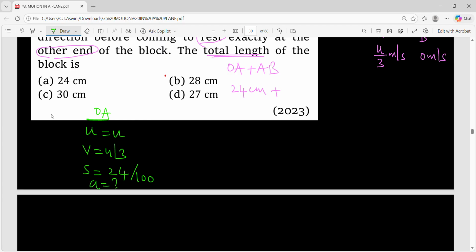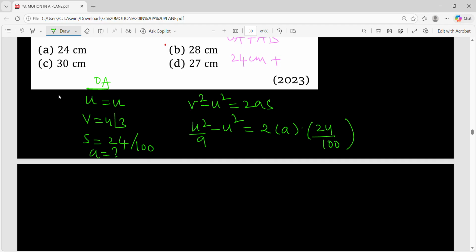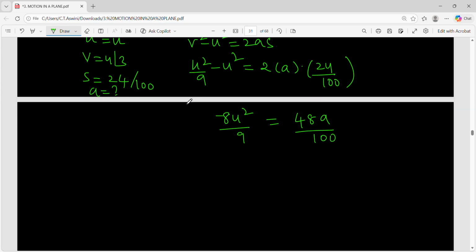What is the acceleration here? We don't know, right? So find it out. Use this formula: v square minus u square is equal to 2as. So v square is u square by 9. u square is u square only. 2 into a into s, what is s here? 24 upon 100. So u square minus 9u square, you'll get minus 8u square by 9 is equal to 48a by 100.